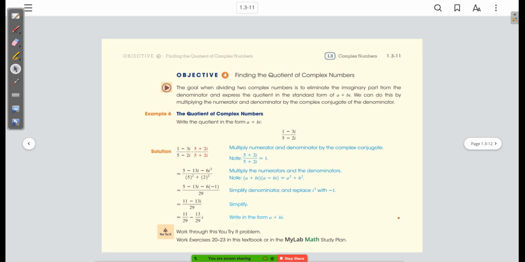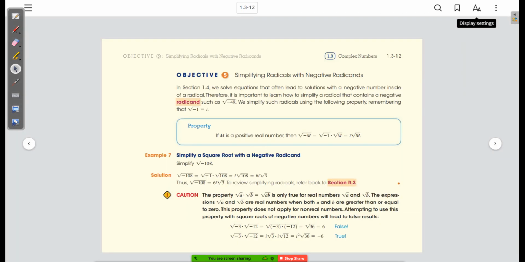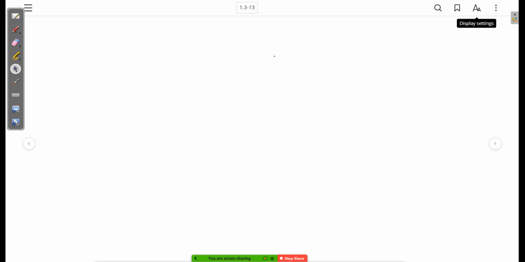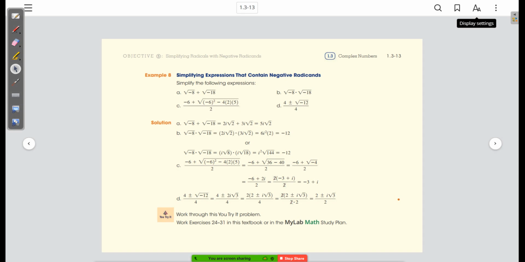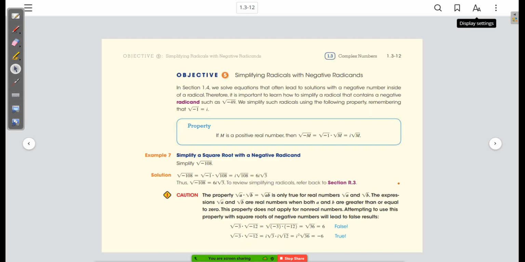Okay, and I think actually that's the last example, isn't it? No, it's not. Okay. Oh, we can actually go to 8. Okay, so example 6.